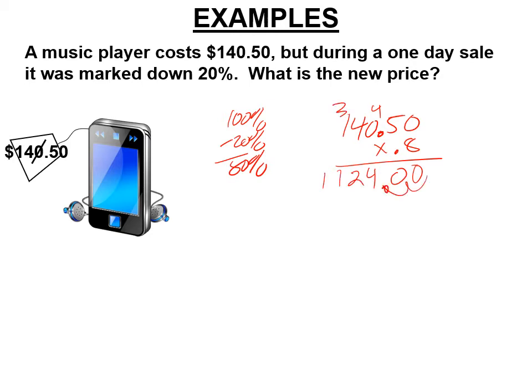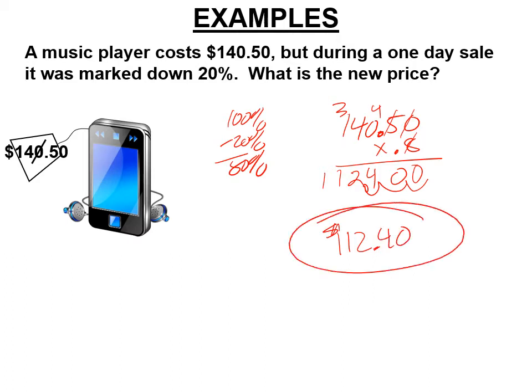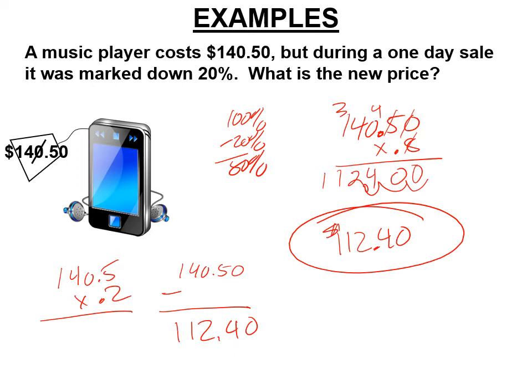Move the decimal twice. No, move the decimal 3 times. I was looking, that can't be $1,000. It's got to be lower than we started. 1, 2, 3. Okay, so it's $112.40. We're not going to put that extra zero. We don't need thousands for money. We need hundreds. And so that is the new price. Again, I think that's way easier than doing this, because you'd have to do the times 0.2 for 20% and then subtract that answer from the original price to get the $112.40.